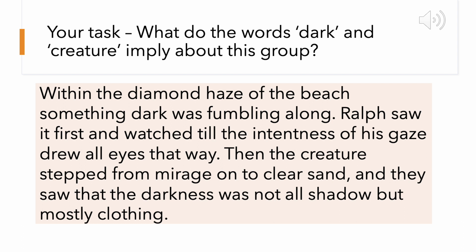So your job is to identify and explain what the words dark and creature in particular imply about Jack and his group. I'm going to give you an example of how you might go about doing this by using different words from this same extract. So let's have a look at that.